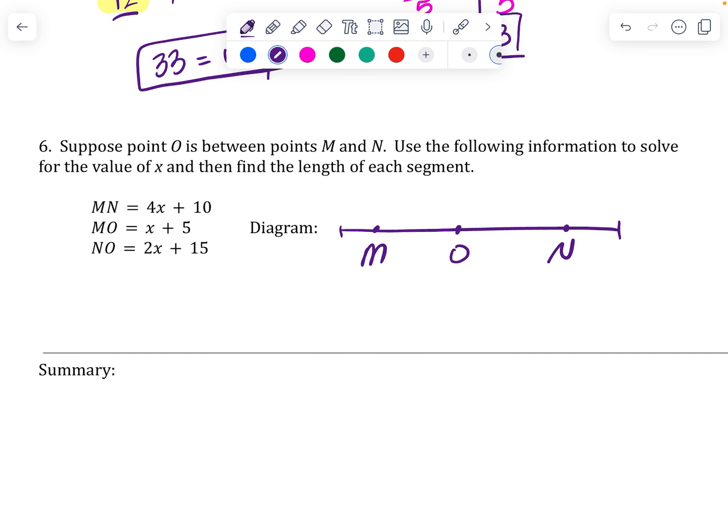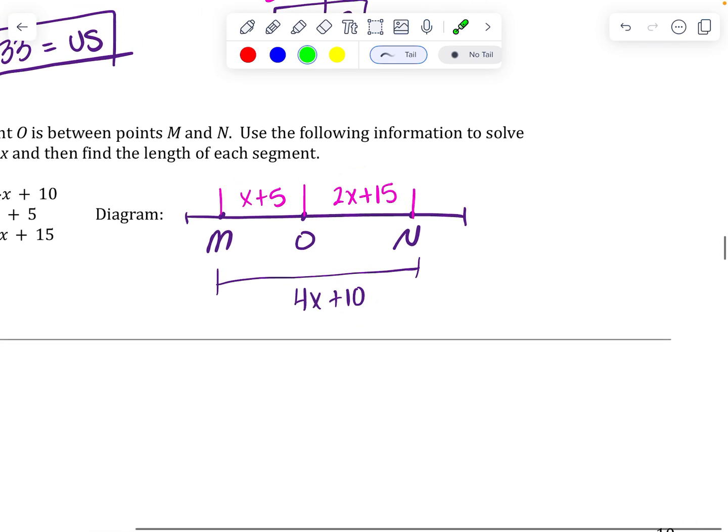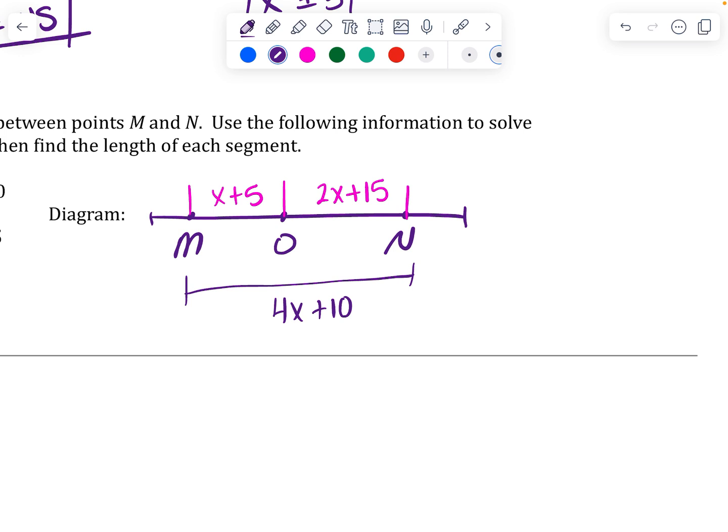So MN, which would be the total distance, is equal to 4x plus 10. MO, which is right here, is equal to x plus 5. And NO, which is the same thing as ON, is 2x plus 15. So we will have to add these two pieces and set it equal to this piece in order to solve for x in this case. So that's going to look like this: x plus 5 plus 2x plus 15 is going to equal 4x plus 10.